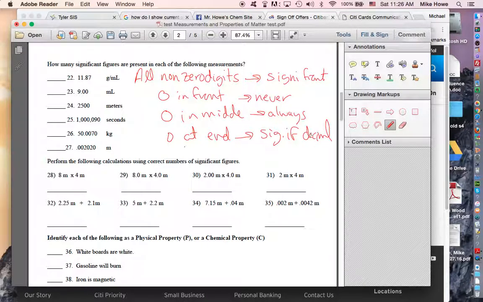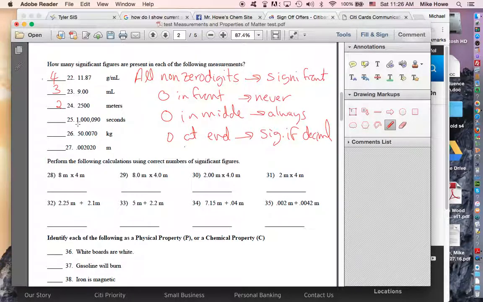All right, so look at these. You got four all non-zeros here, so there's 4 sig figs. Here you've got 2 zeros at the end, but there is a decimal, so 3 sig figs. Over here you've got 2 non-zeros, they're significant, and 2 zeros, they're significant if there's a decimal. Is there a decimal? No, so there's 2 sig figs.